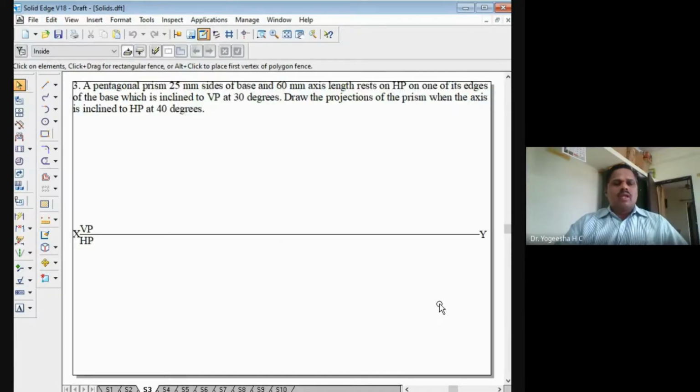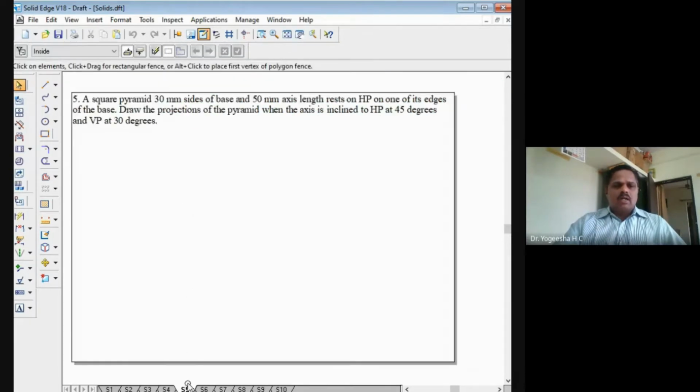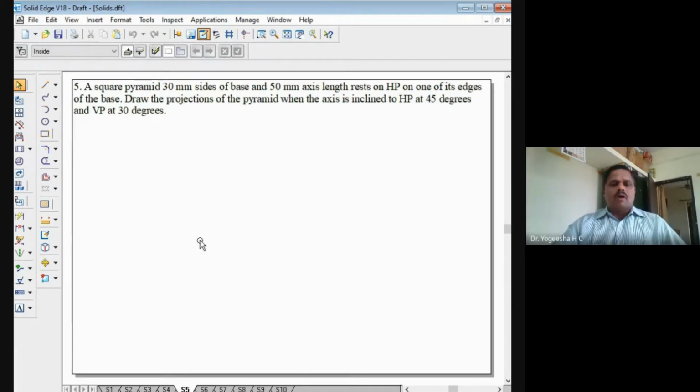In this session, we will be discussing three problems. One is on pentagonal prism, the second one is on hexagonal prism, and the next one is on pyramid problems. So we'll take up the pyramid problem after finishing pentagonal and hexagonal prism.